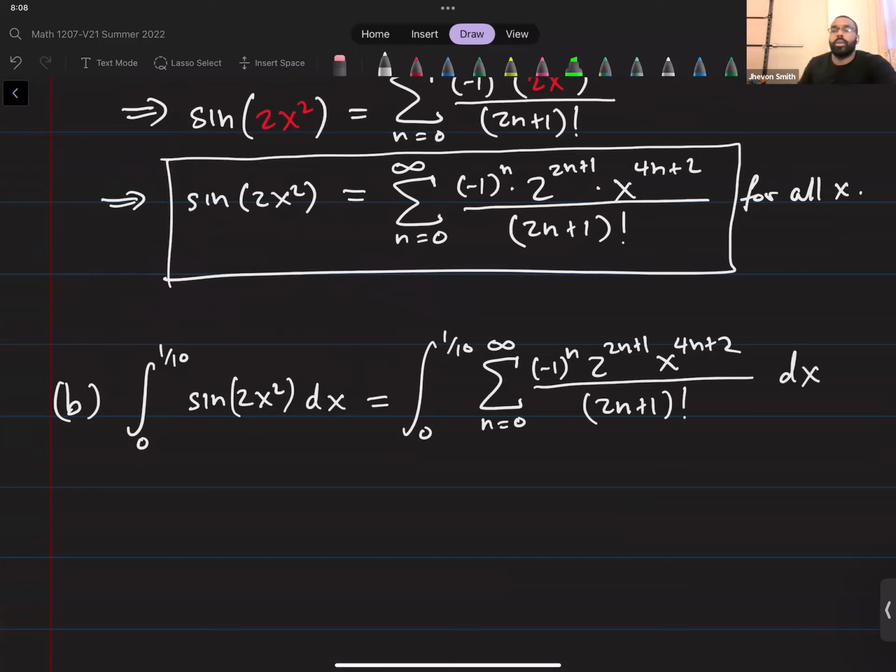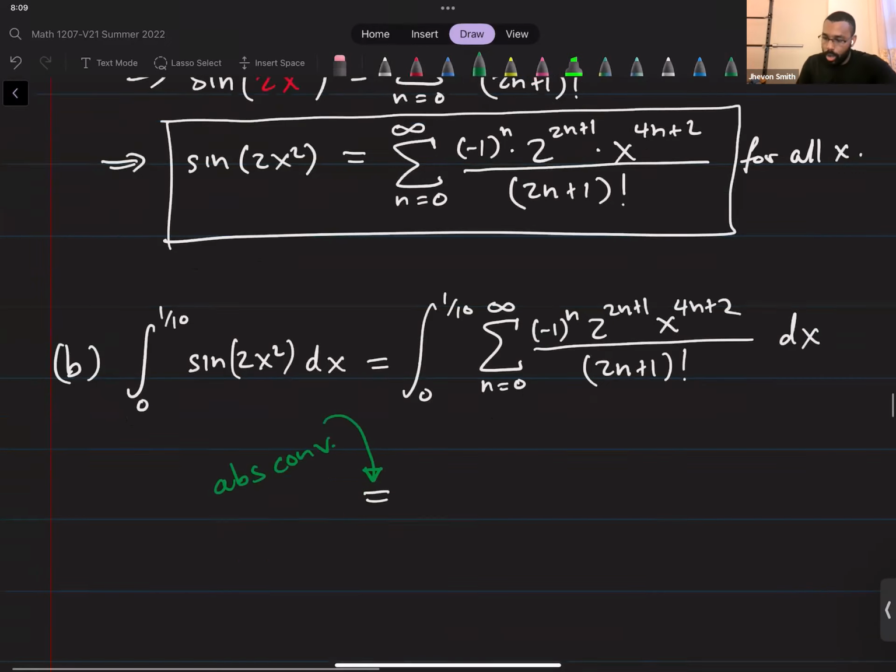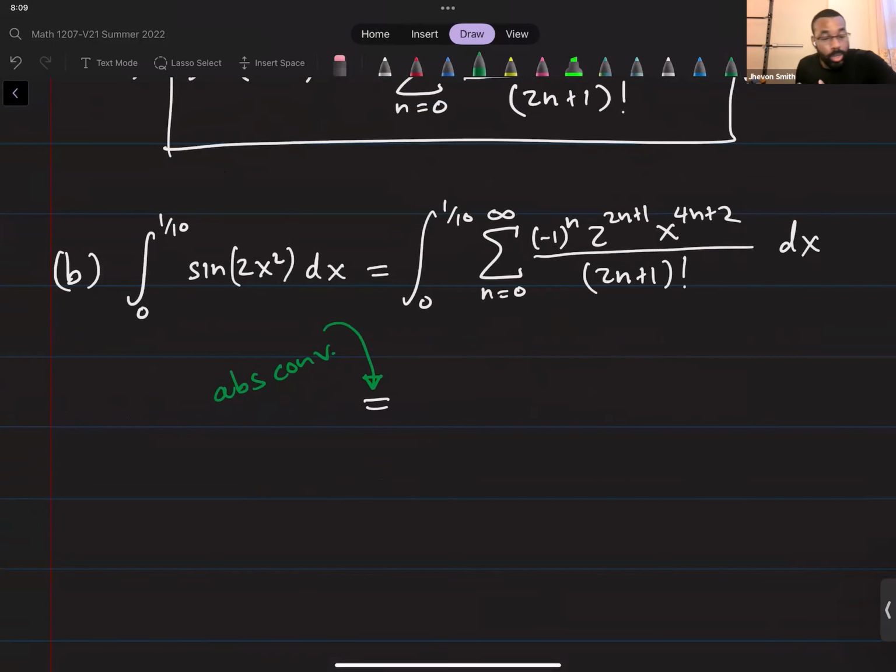And so now, because of absolute convergence, we know that this guy converges absolutely to the sine of 2x squared for all real x. This will then therefore in fact be true on the interval of 0 to 1/10. And so what that means is I can switch the series and the integral.